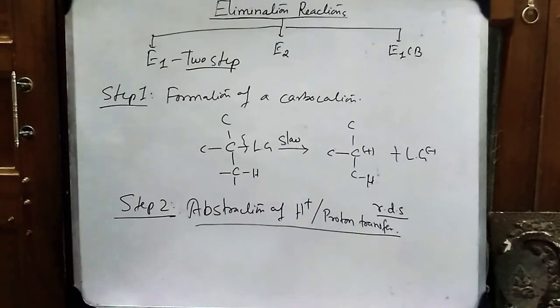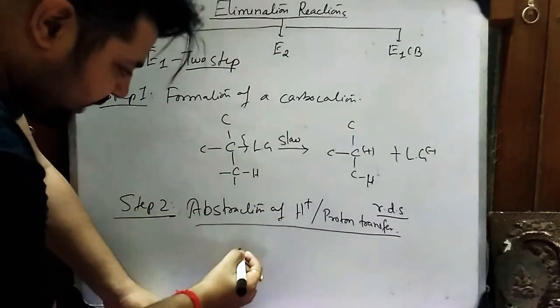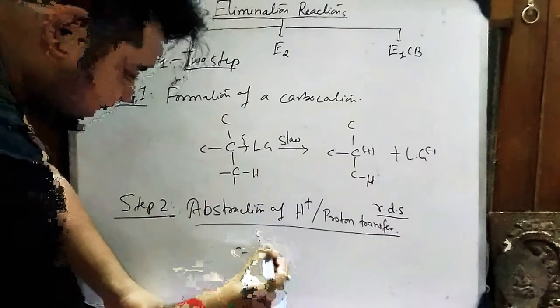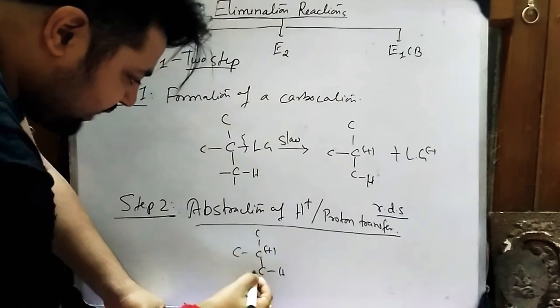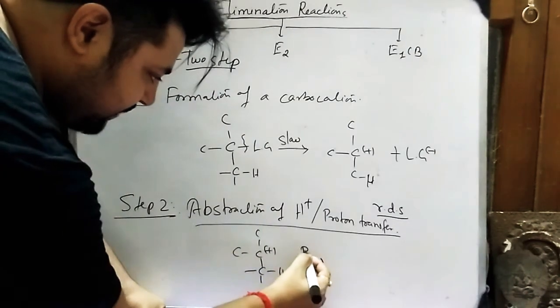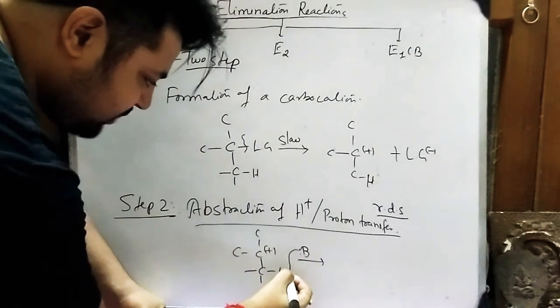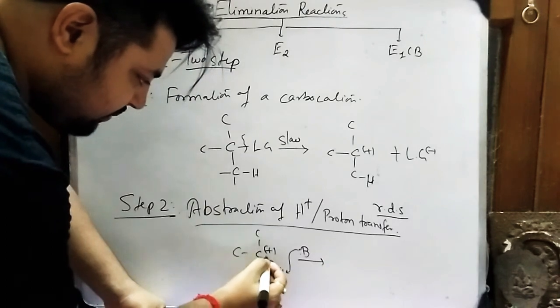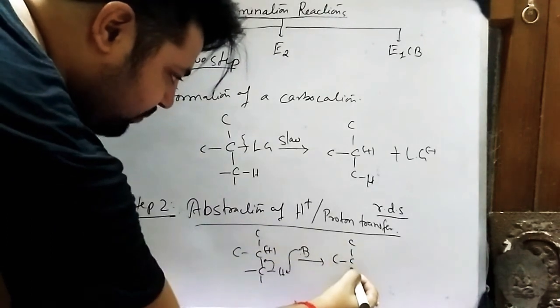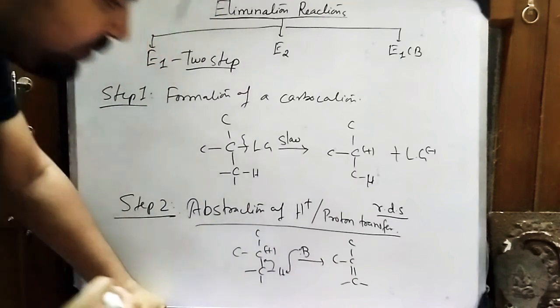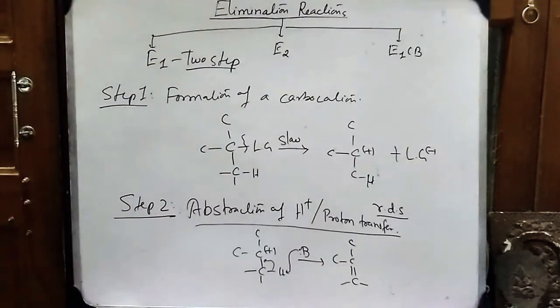So what is happening here? This carbocation has a hydrogen, and I am applying a base here which will abstract this hydrogen. The electrons will come here and a C-C bond will be formed. This is the main form of this reaction.